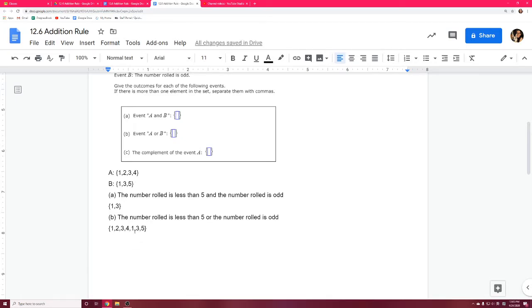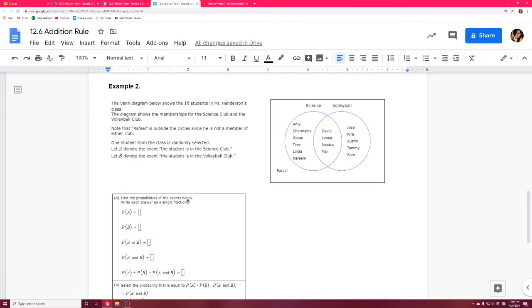However, in your bracket, you do not want to have duplicates because 1 is 1, 3 is 3. So you have 1 over here already, so let's erase this one. You have this 3 over here already, let's erase 3. Do you have 5? You don't have 5, so leave your answer like this: 1, 2, 3, 4, 5. In this question, they only ask you to give the outcome, so you do not need to calculate probability, then you are done here.